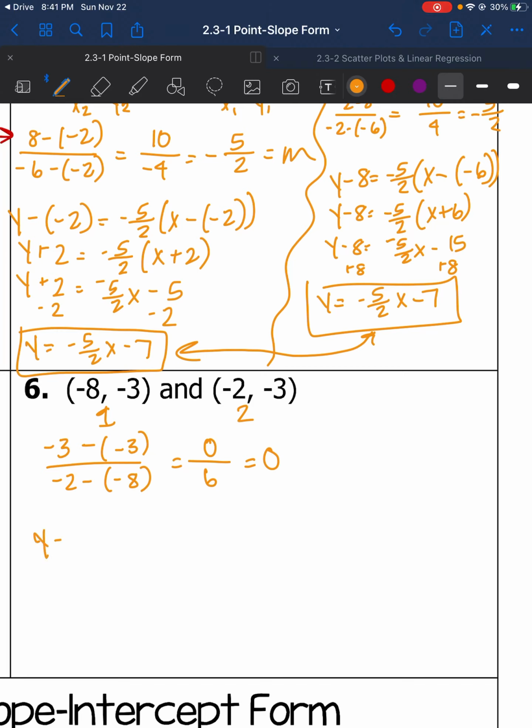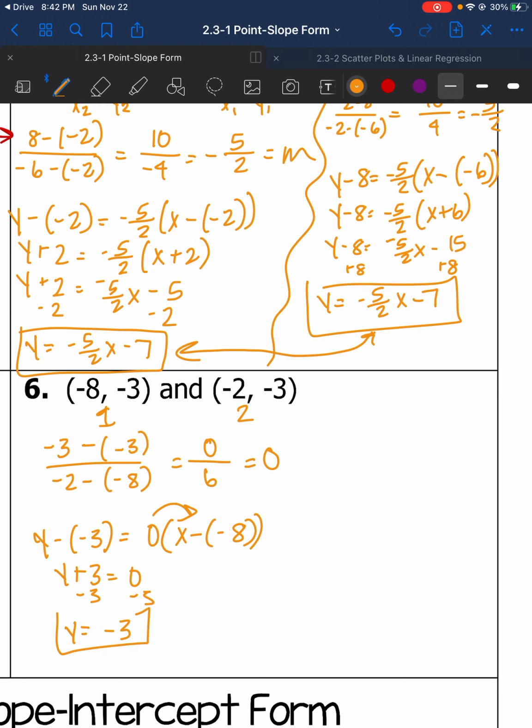And then we'll do our formula, y minus y1, which is negative 3. That is equal to m, which is 0, times x minus x1, which is negative 8. Okay, so we know this is y plus 3 is equal to 0 times whatever is going to be in here. It doesn't matter what it ends up being. It's going to be 0. And then we can subtract 3. So here we have y is equal to negative 3. And we know that y is equal to negative 3. This is a horizontal line. Just pointing that out for fun there.